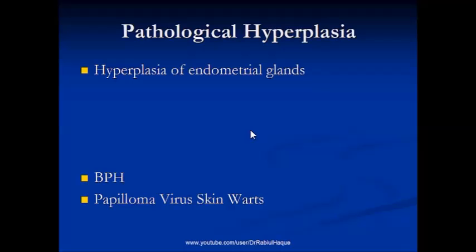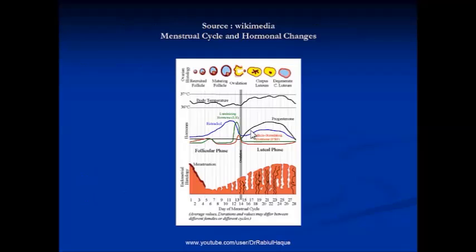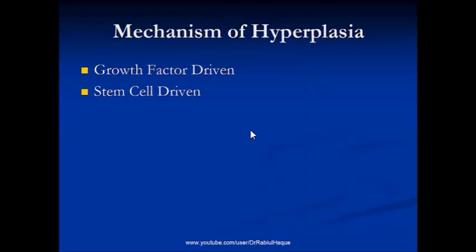The last point I would like to mention about hyperplasia is the mechanism of hyperplasia. So hyperplasia mechanism, 2 ways. One is growth factor driven proliferation of mature cells, and the second mechanism is formation of new cells from stem cell. That means the second mechanism is stem cell driven.